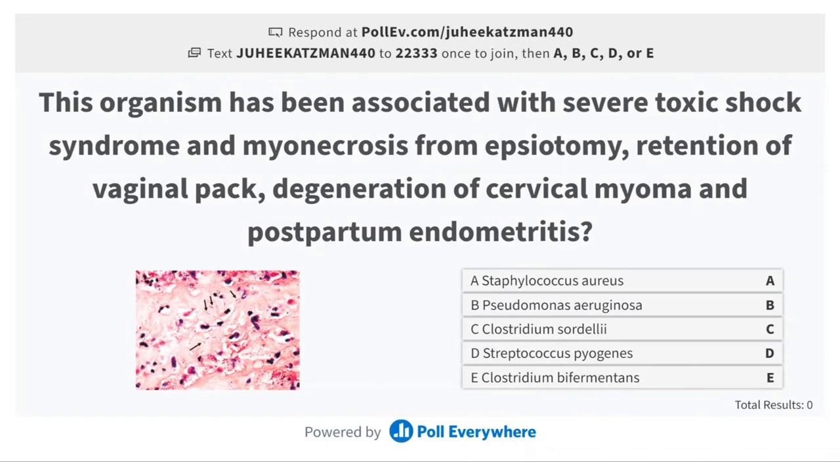Okay. So this is more like a trivia question. This organism has been associated with severe toxic shock syndrome, myonecrosis from episiotomy, sorry for a typo, retention of vaginal packs, degeneration of cervical myoma, and postpartum endometritis. So a lot of risk factors there associated with this particular bug. Patients are very sick usually. They have severe unrelenting hypotension, third spacing, and also potentially in the absence of a rash or a fever, and it is a rapidly fatal disease.